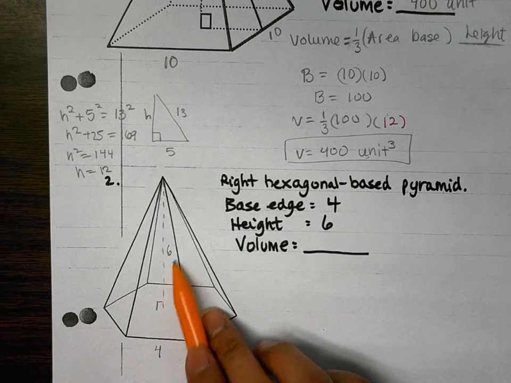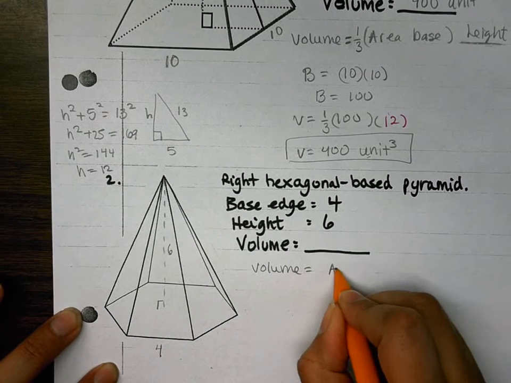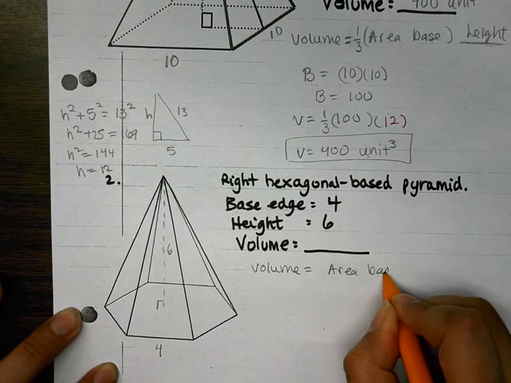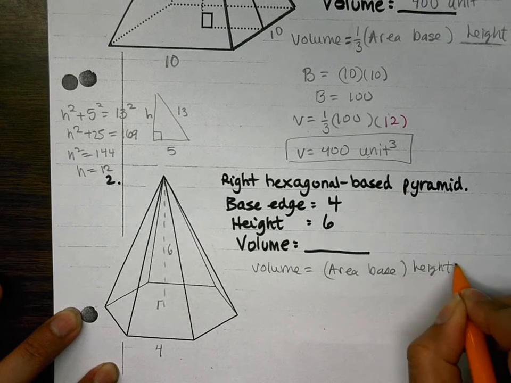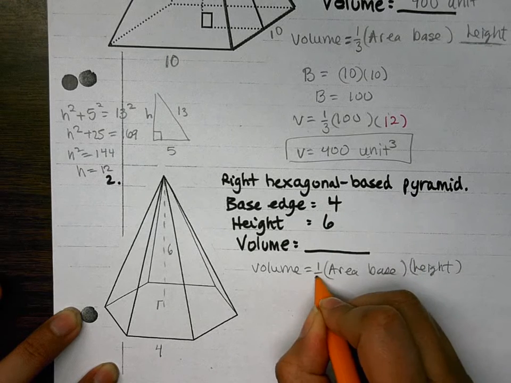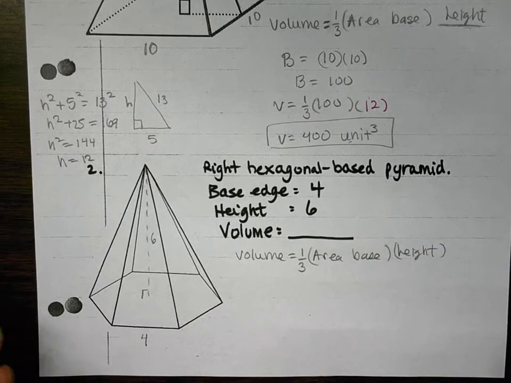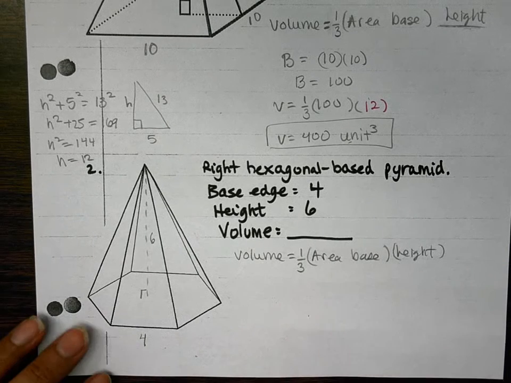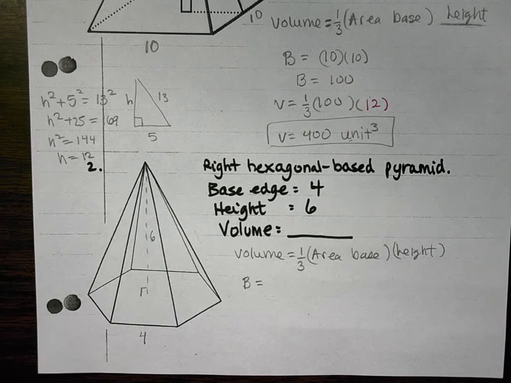Base edge 4, height is 6. Volume equals area of the base, and I forgot it again, times the height. What fraction do I need in the front? 1/3. Okay. What capital letter do I use to represent area of the base? Uppercase B. Now, this is where we talk about all those formulas.